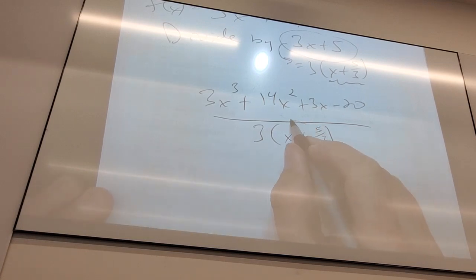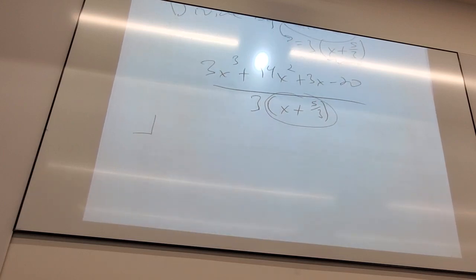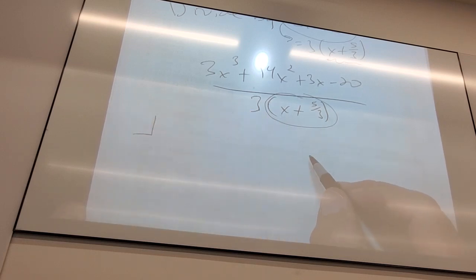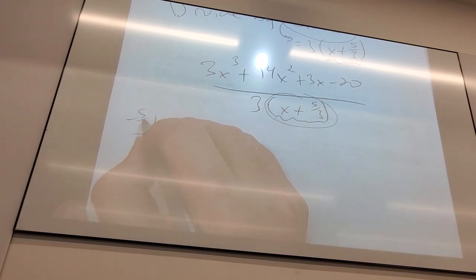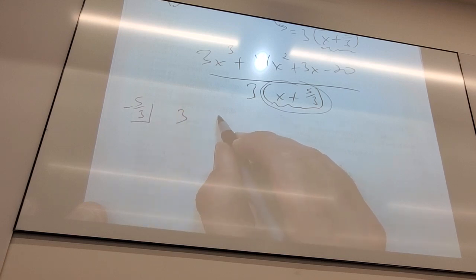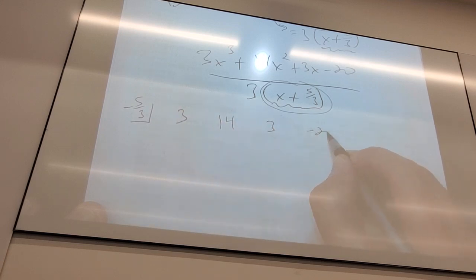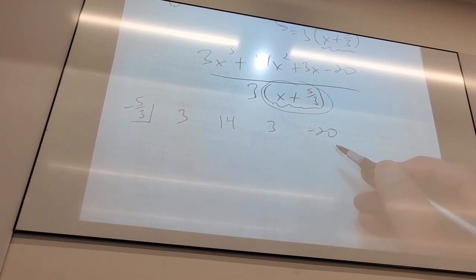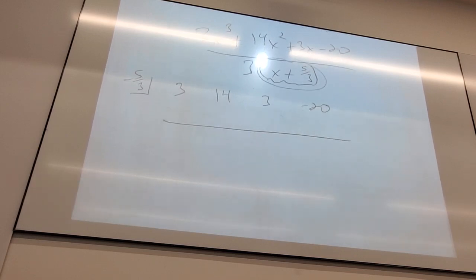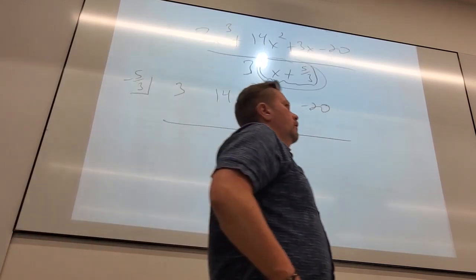So if I'm going to divide by this, what goes in the penalty box? And again, I just call it a penalty box. It's not official. The little dude, what goes in the little room all by himself? Minus. Beautiful. The thing that makes this 0. And then what goes up here? 3, 14, 3. I didn't need any zeros because I'm not missing any powers, right?